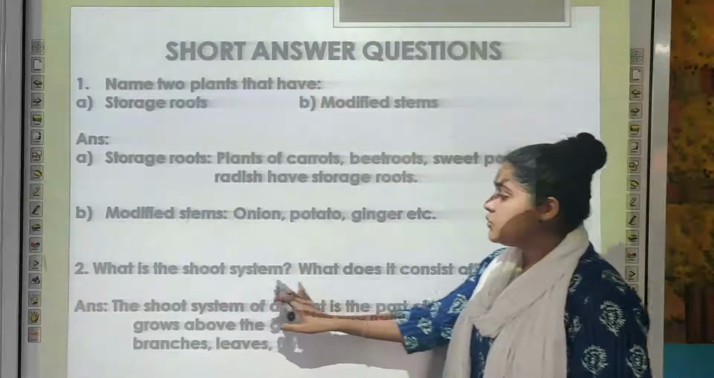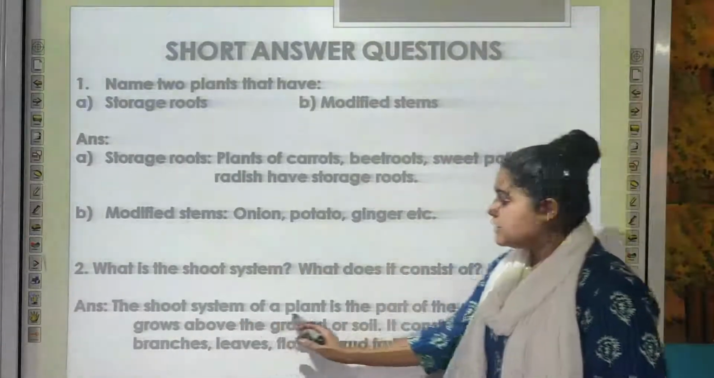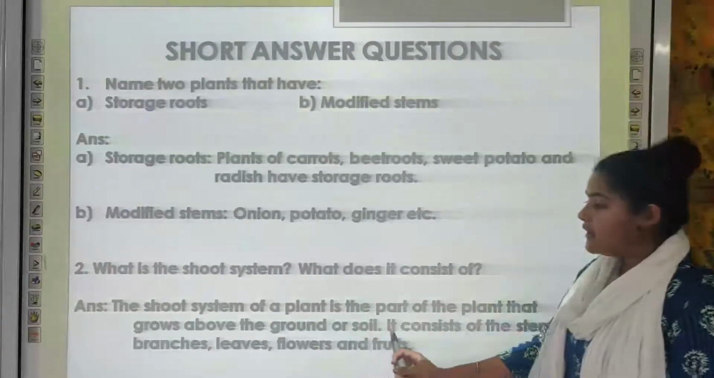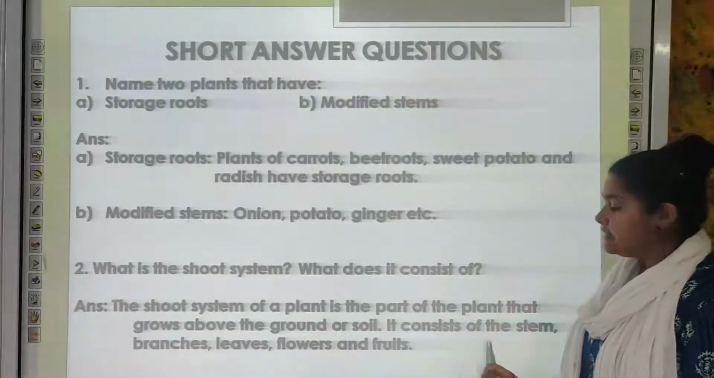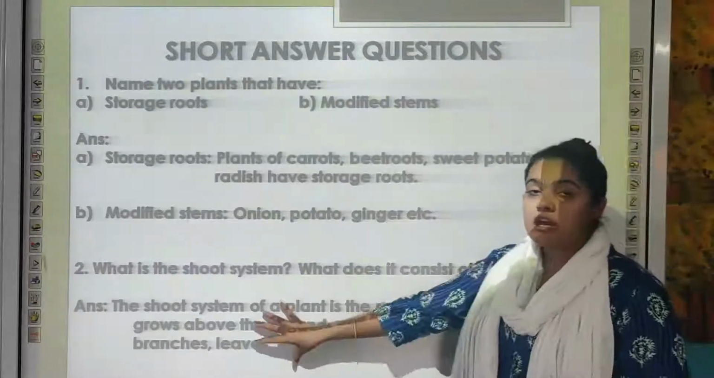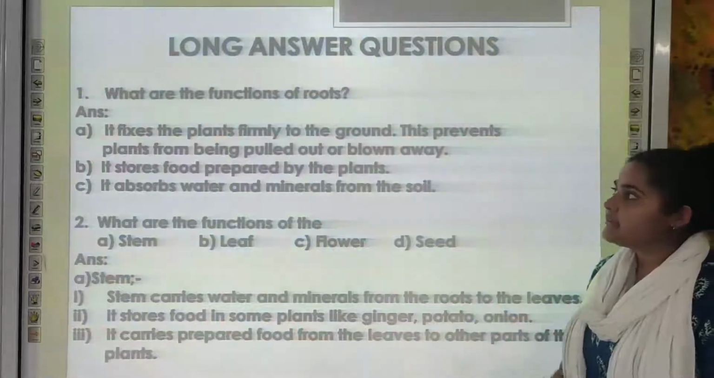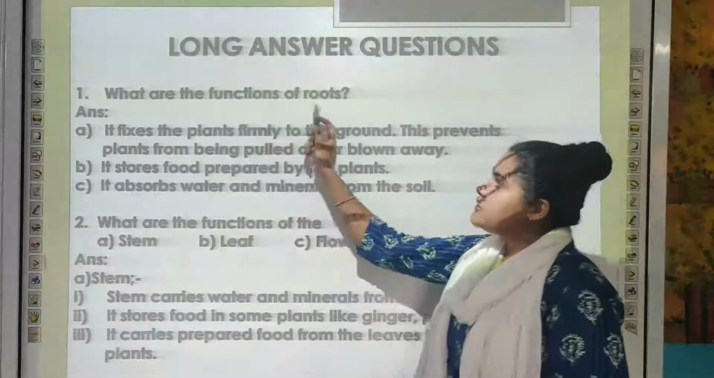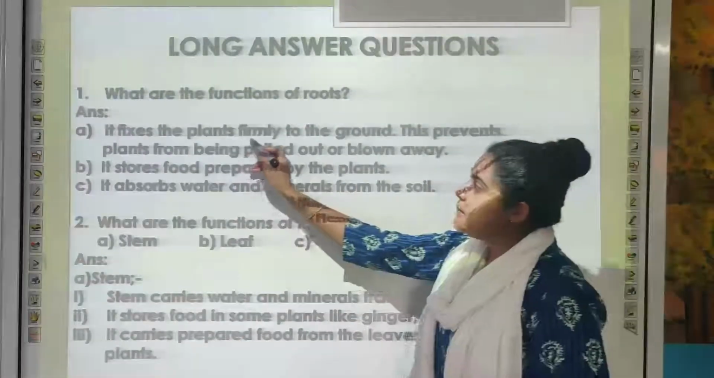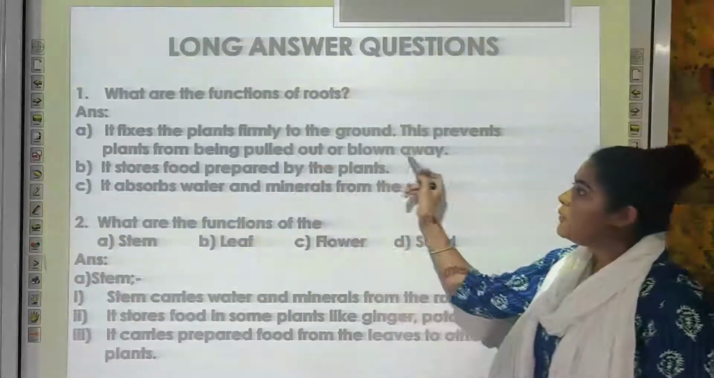Next is what is a shoot system and what does it contain? It consists of. So the shoot system of the plant is the part of the plant which is above the surface of the soil or the ground, and it consists of stem, branches, leaf, flowers, and fruit. So this is the shoot system. Next, moving on to the last, that is your long answer question. Here, what are the functions of the root? So we have to write down the main functions of the root, that is it fixes the plant firmly to the ground, and this prevents the plant from being pulled out or blown away.